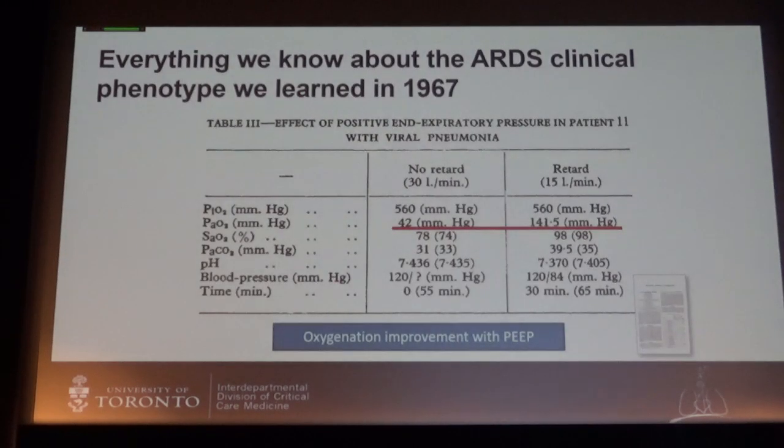So PEEP and lung recruitment for ARDS is not a new concept. If you look in the original Ashbaugh and Petty description of ARDS in the Lancet from 1967, they discovered this button on the ventilator called expiratory retard, i.e. PEEP, and they were able to show dramatic improvements in oxygenation. In fact, most of the patients who survived in their cohort did so after they discovered this expiratory retard button.